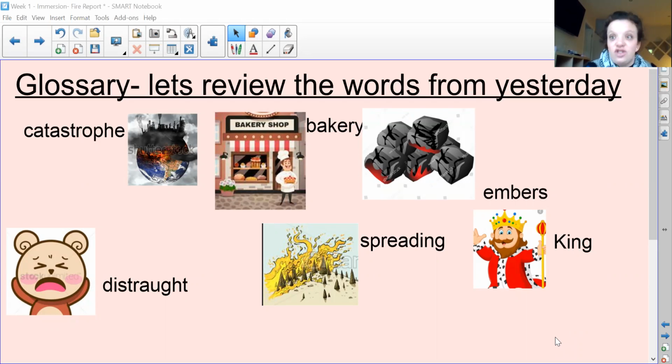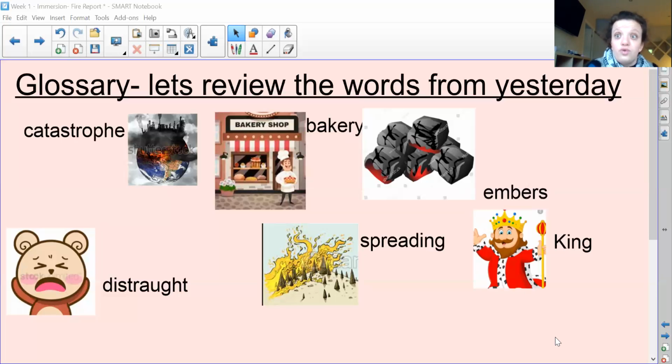Okay, now a catastrophe is something that's really bad that happens, something that's awful and causes lots and lots of problems. A bakery is a shop that sells bread and cakes and things that they've made homemade. Embers are the bottom bits of the fire, where the fire is kind of at the end of being put out and it's the bit where the flames are and the coal and things like that. And sometimes if the embers aren't put out, that can cause the fires to sort of spread and start.